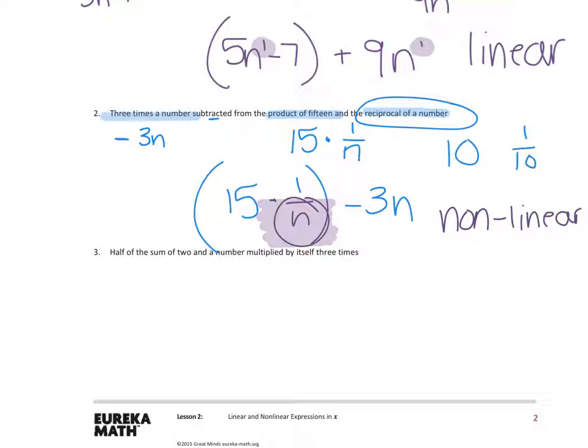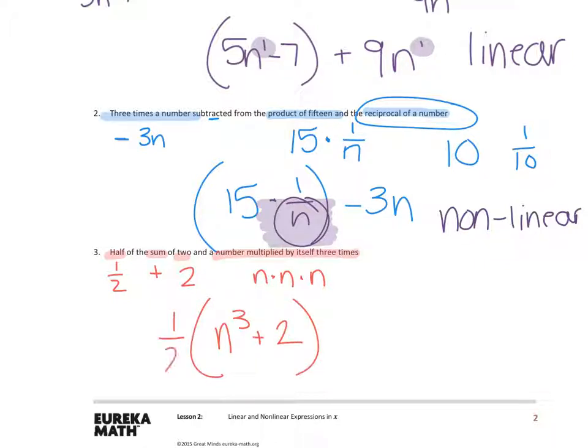And then this last one says half of the sum of 2 and a number multiplied by itself 3 times. So half, sum means addition, 2, and some number multiplied by itself 3 times. So we can have n cubed, the sum of 2 in that, so plus 2, and then we're going to take half of it. This one is also non-linear.